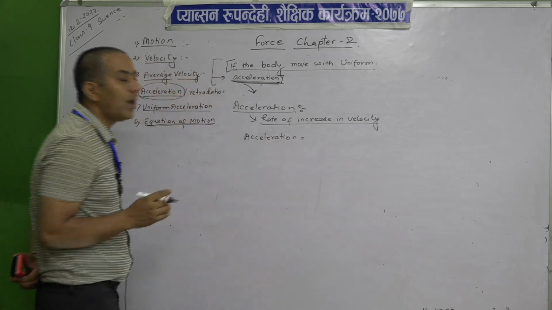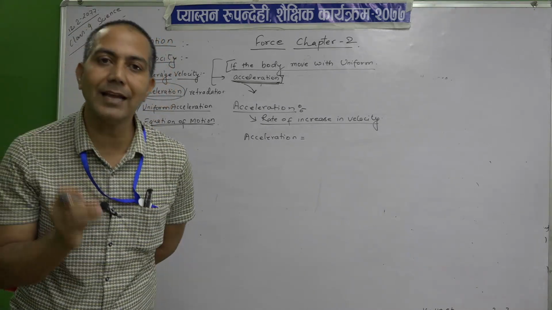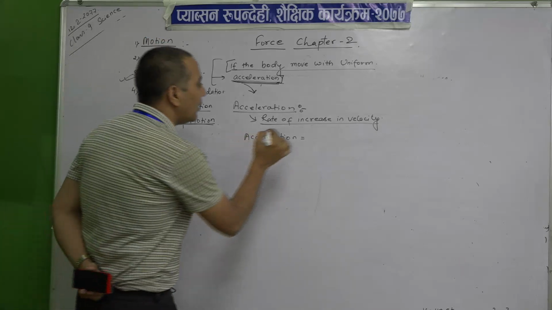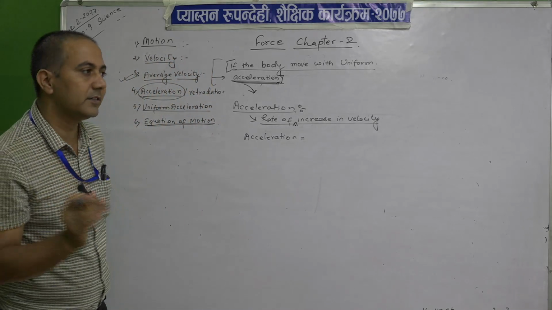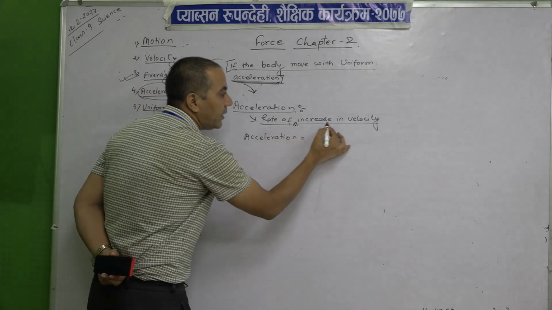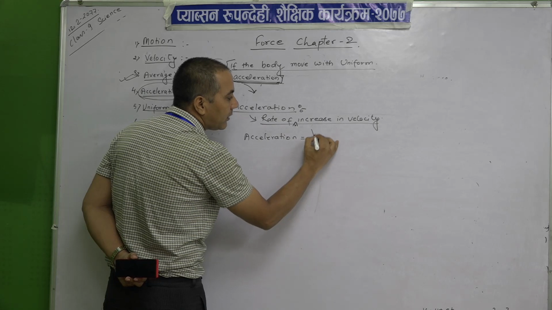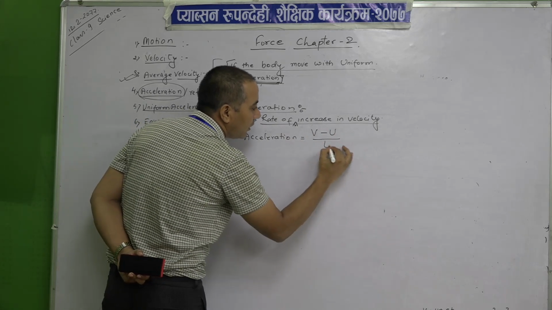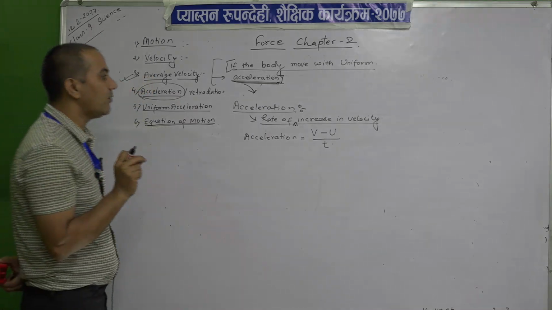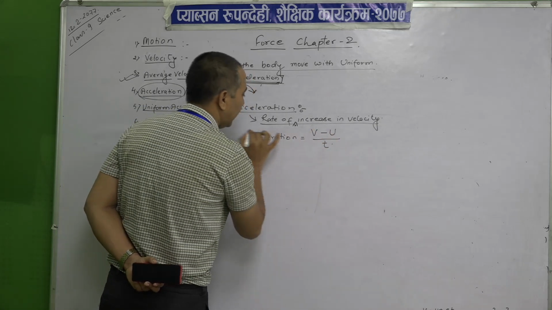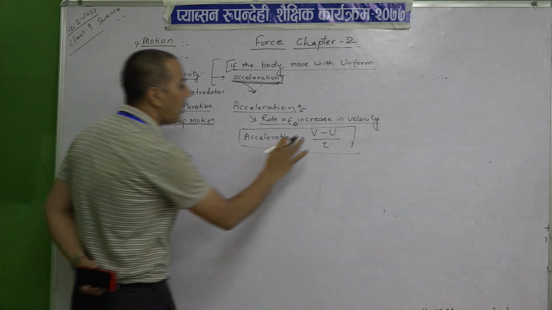So, how is it calculated then? Acceleration equals, you have studied in your definition that rate of change in velocity is acceleration. I am not writing the change in, why I am not writing it, you will understand later on. So, rate of increase in velocity is calculated as v minus u upon t. What is v? Yes, good. That is the final velocity and u is the initial velocity.